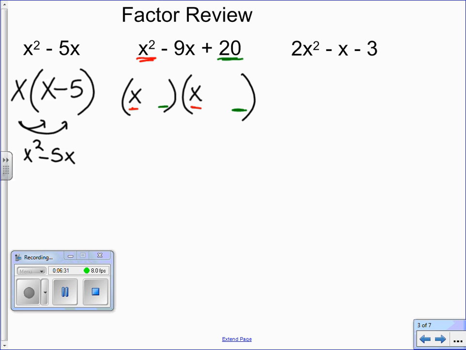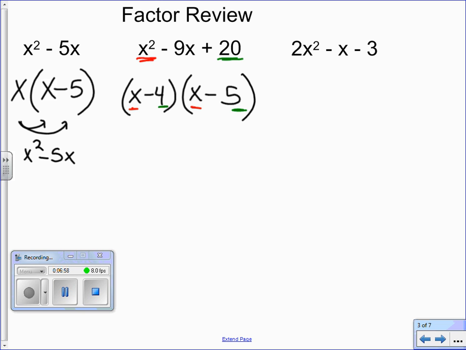There are other factors of 20, right? 1 and 20, 2 and 10. But you are not going to choose them because they won't combine to make that 9. So Sierra did a little thinking ahead and she said 4 and 5 will make 9. And they'll make -9 if they're both negative. Okay, so we'll put -4 and -5 in. And hopefully this is factored.